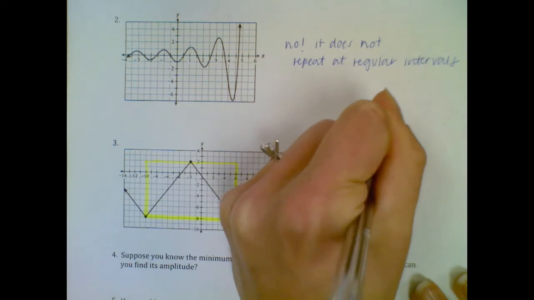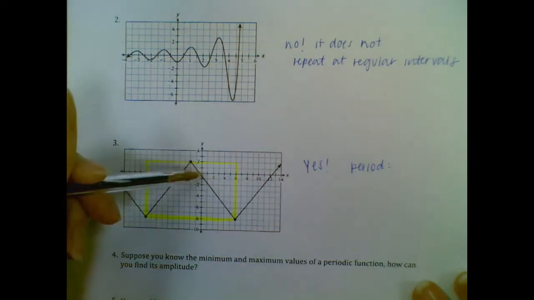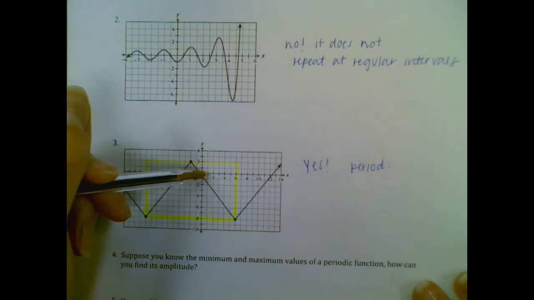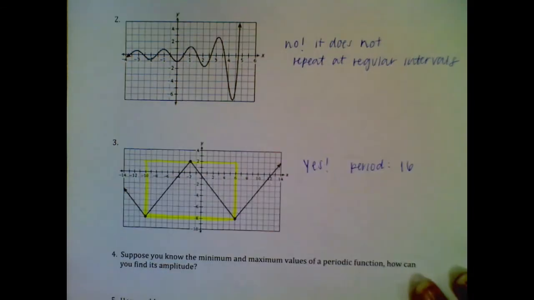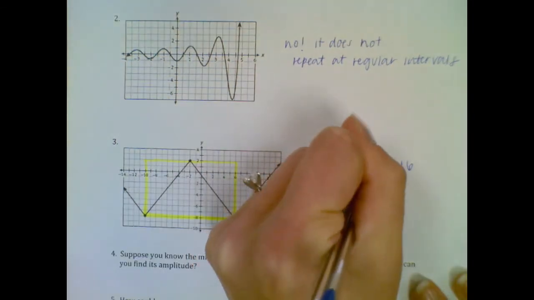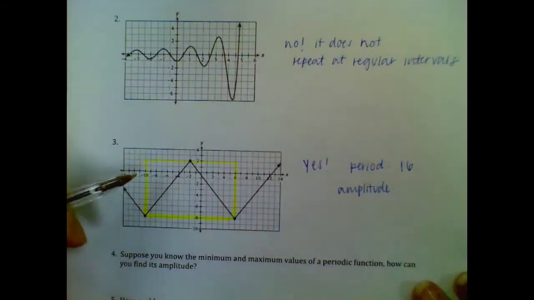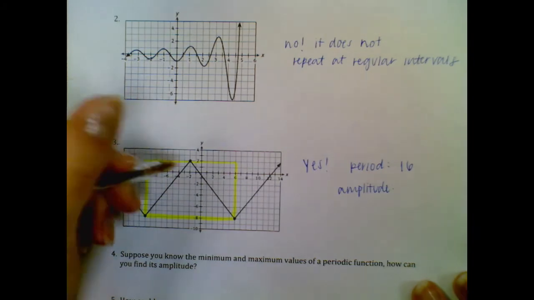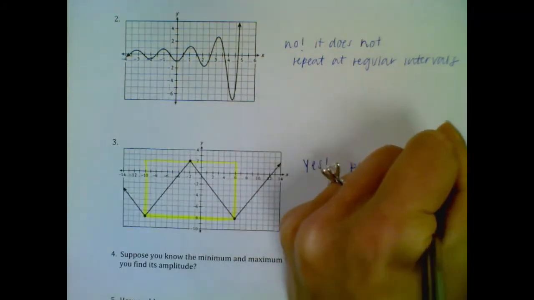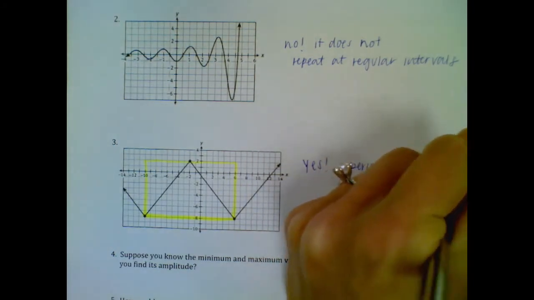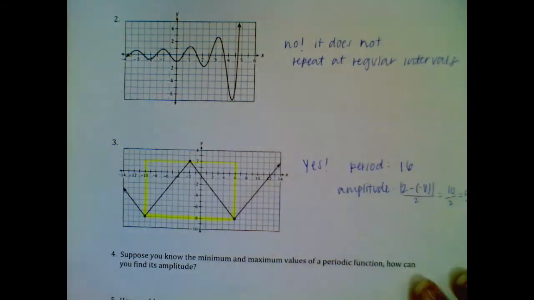My period, let's see. If I'm at negative 10 to 0, that's going to be 10 units, plus 1, 2, 3, 4, 5, 6. That means it's 16. Wow, that's a big period. My amplitude is, let's see here. The max is 2 minus the min, negative 8. 2 minus negative 8 is 10, divided by 2 is 5.